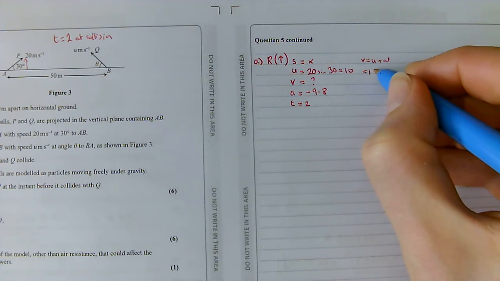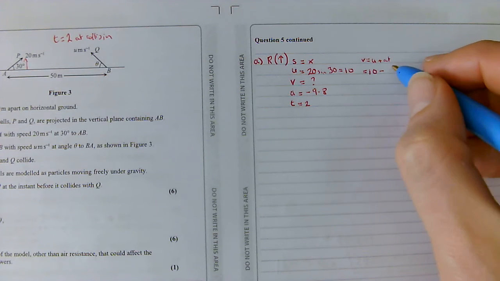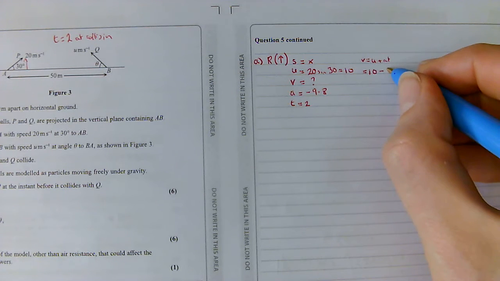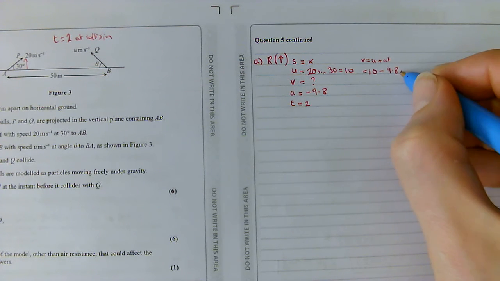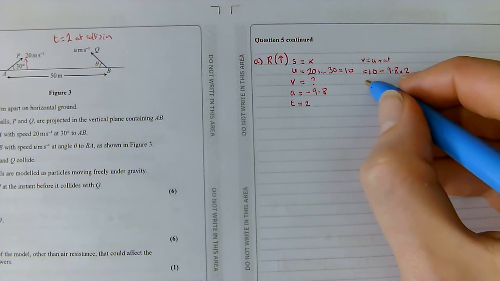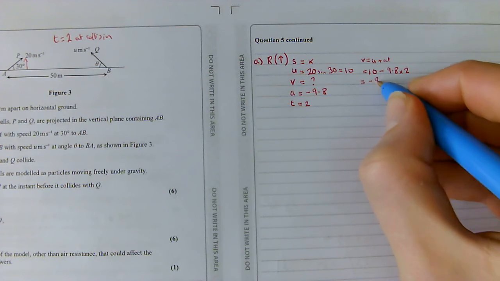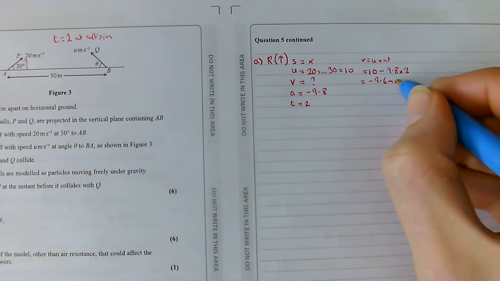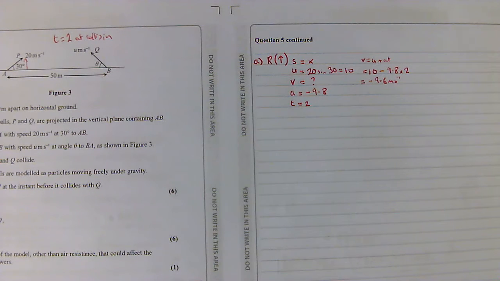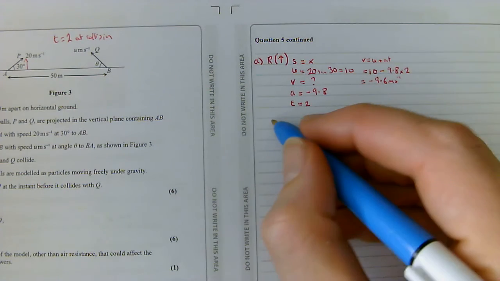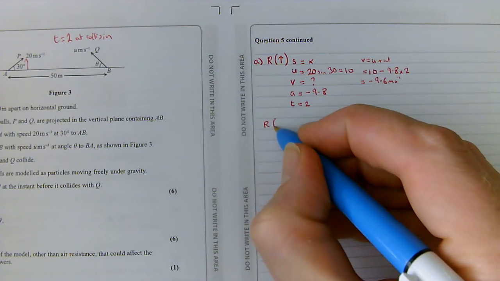equals 10 minus 9.8 times 2, which is 10 minus 19.6, which is minus 9.6 meters per second. So at time t equals 2 seconds, it's going downwards at 9.6 meters per second. We're going to resolve it horizontally as well.